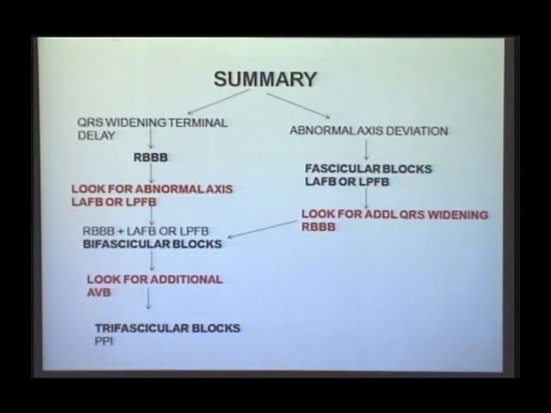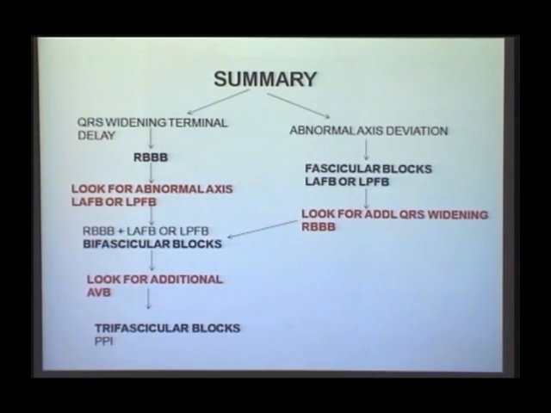Conversely, I am first diagnosing a QRS widening there. I am first diagnosing a right bundle branch block there. What must I see? I must go to the limb leads and see whether there is an abnormal axis deviation to produce a left anterofascicular block. So if I diagnose a left anterofascicular block with a right bundle branch block, I am in bifascicular block.